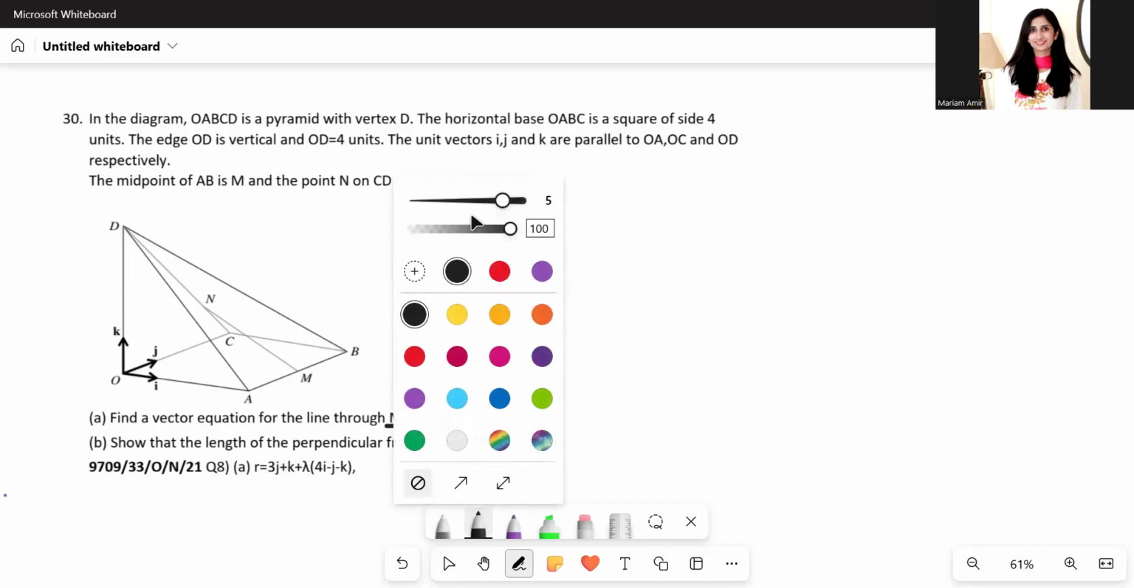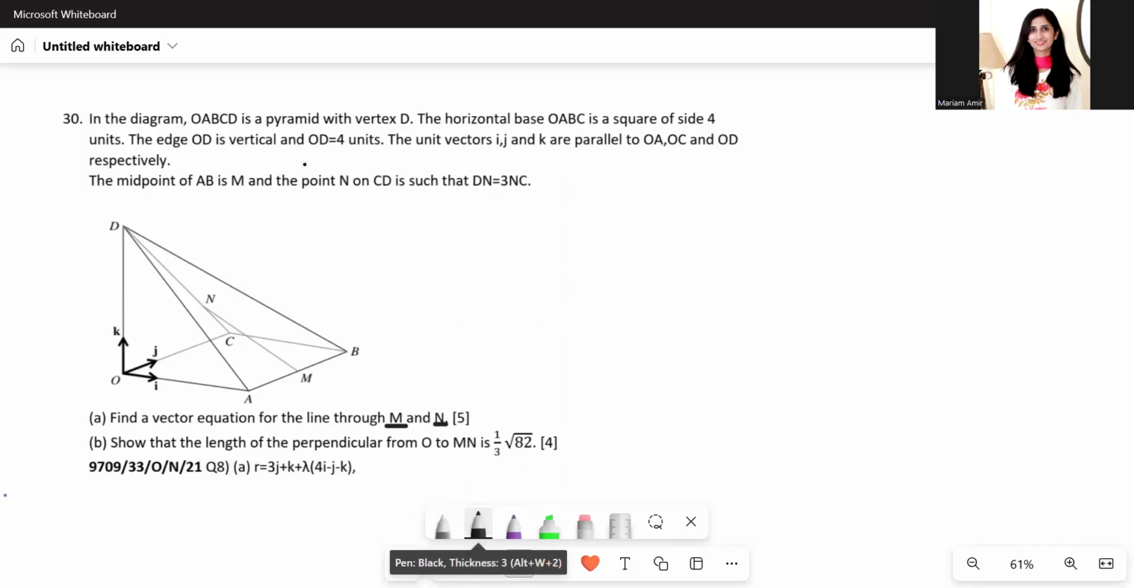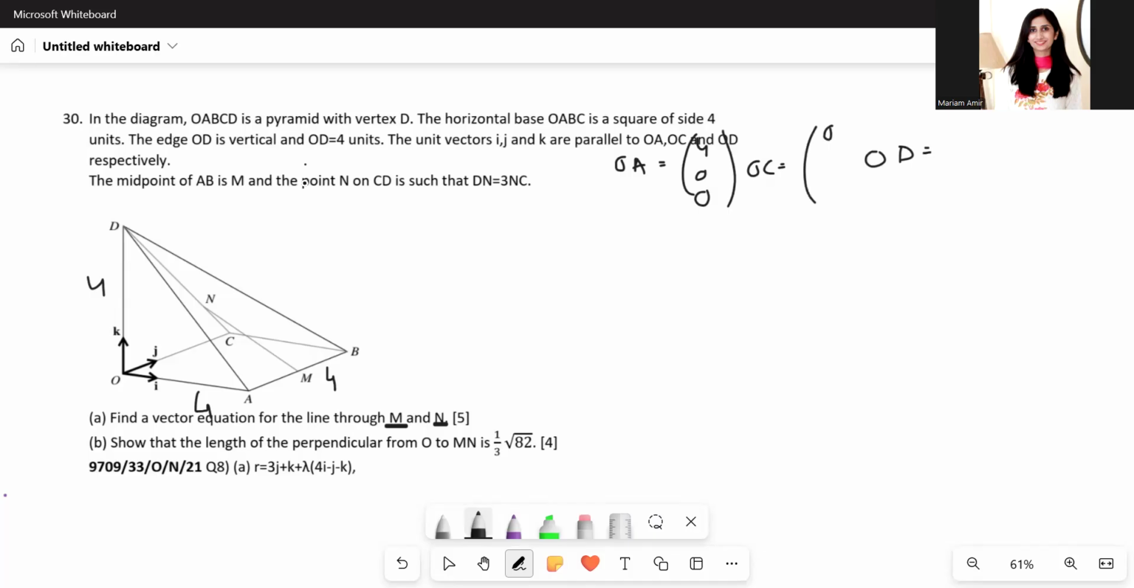Let's try finding that. So M is the midpoint of A and B. Let me first write OA, OC, and OD as position vectors. We're told that this is 4, this is 4, and this is 4. So OA is just 4 in the i direction and 0 in the j direction and 0 in the k direction. OC is 0, 4, 0, and OD is 0, 0, 4. I'm sorry, that's a 4 and not a 1.